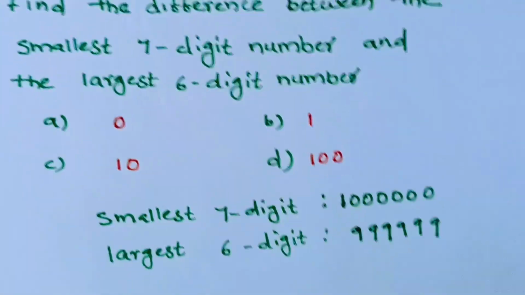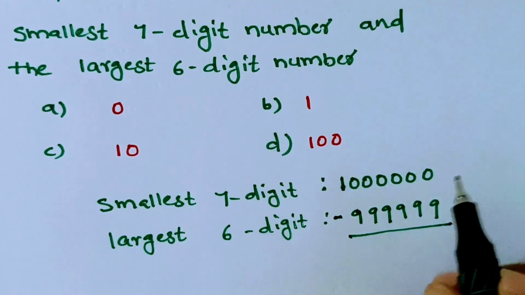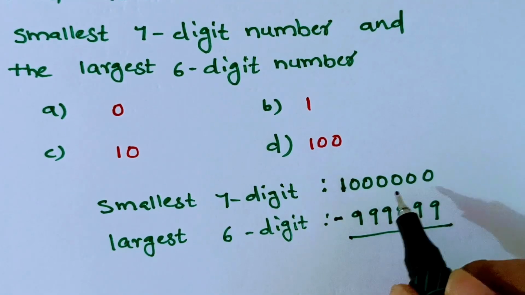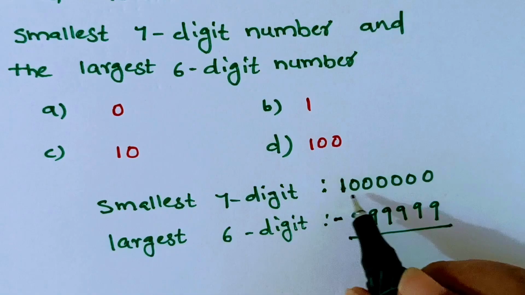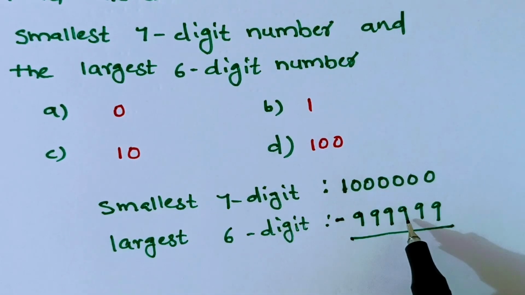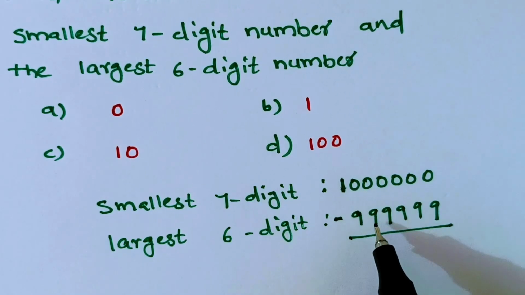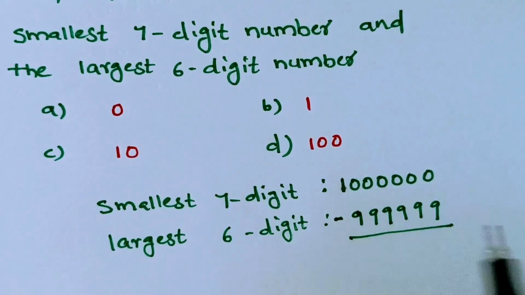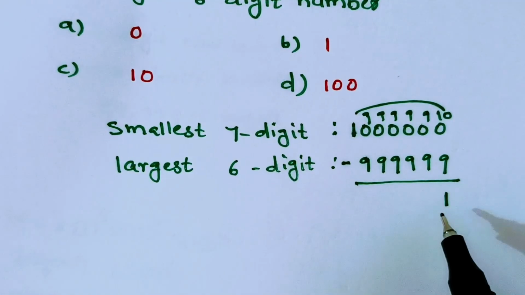Difference. Difference means subtraction. In the international system, you read the number as ones, tens, hundreds, thousands, 10,000s, 100,000s, million. So this is 1 million, minus 999,999. The difference is 1. So 1 is the answer.